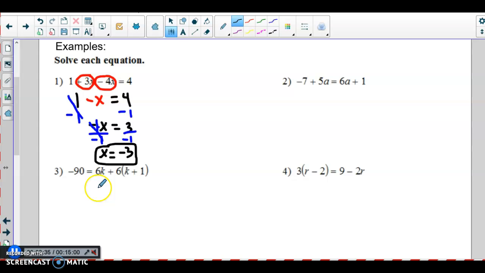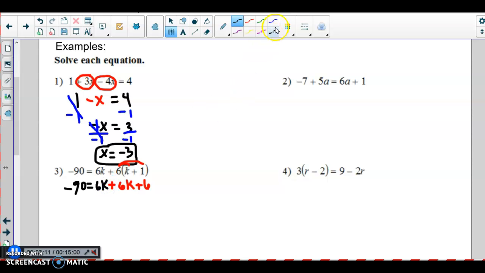I'm going to do example 3 next and then have you pause the video. Example 3, again, I want to isolate this variable k, but there's some work I need to do. I can't combine like terms yet. I do have to start by distributing this 6. So this is going to become, and I'm going to take the plus with it, plus 6 or positive 6 times k is positive 6k. And then positive 6 times positive 1 is plus 6. Everything else in the equation is going to stay the same. So that negative 90 stays the same. The 6k in front stays the same.